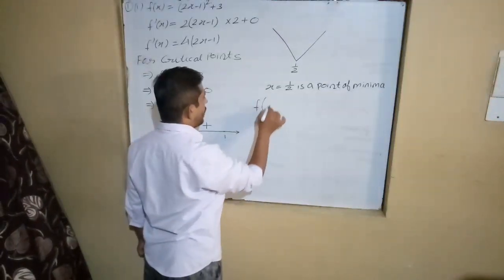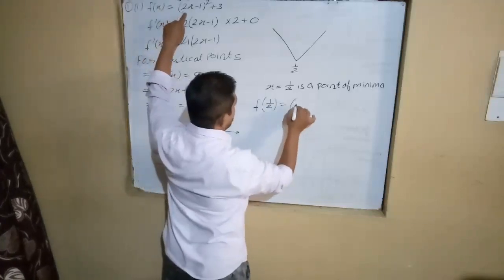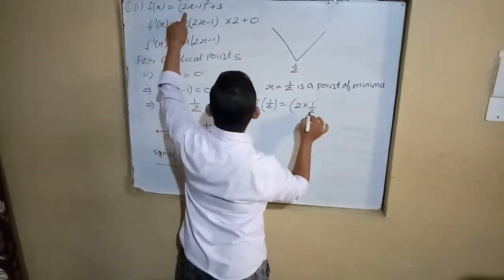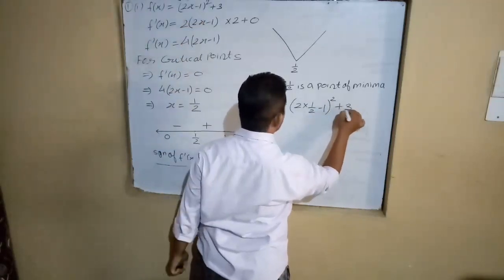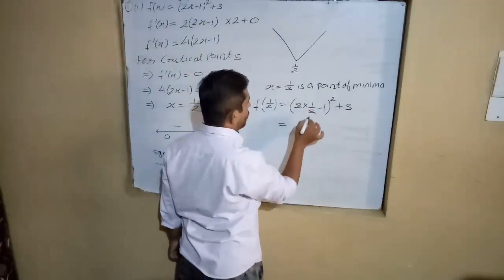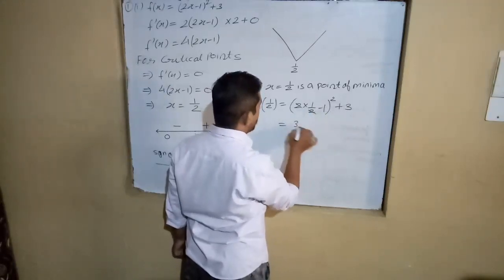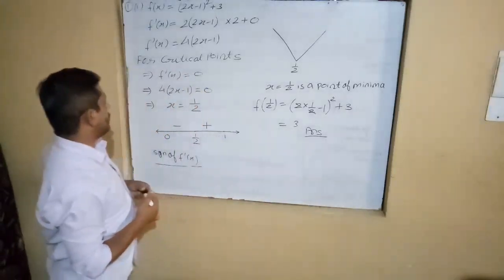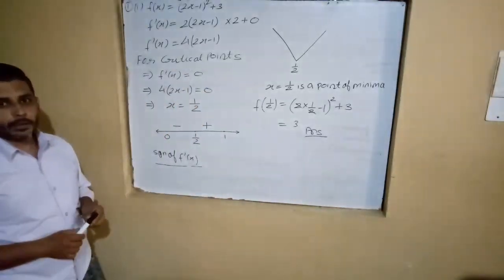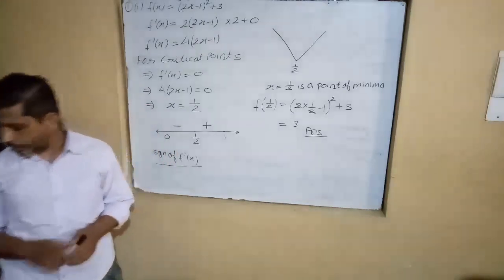Clear? Now we have to find out what the minimum value is. So we find f(1/2) = (2 into 1 by 2 minus 1) whole square plus 3. So 2 cuts from 2, 1 minus 1 is 0, and 3 will come. So 3 is the minimum value of this function. Okay, understood?